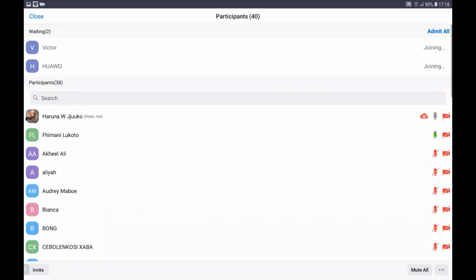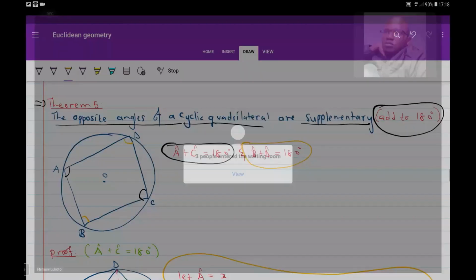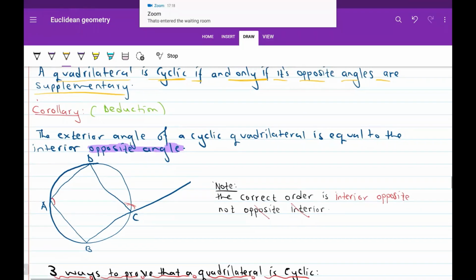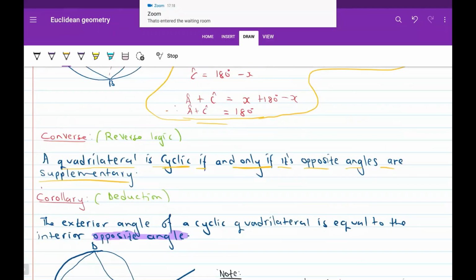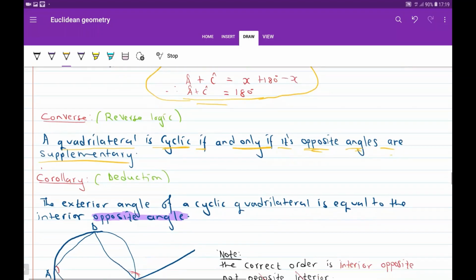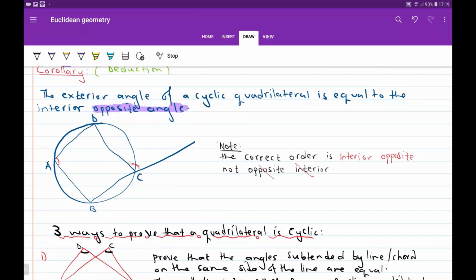But then sometimes we just see the quadrilateral and we don't know whether it is cyclic. We don't know that it's cyclic. So in that situation, we can only tell that it is cyclic if the opposite angles add up to 180 degrees. Then the corollary, which is the deduction, that is the exterior angle.